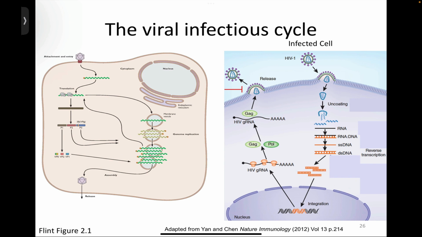Once a cell has a virus infecting it and is going through this cycle, that cell basically is going to become a virus production factory where it is going to make thousands or millions of copies of the virus.